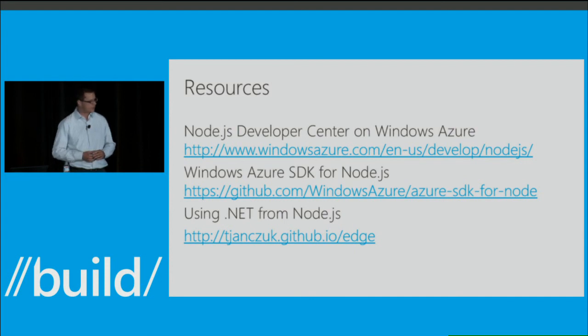These are some of the resources that you may find useful. The first one is the landing page for anything Node.js on Windows Azure, so it will give you a lot of walkthroughs, pointers to tools, and so on. The second one points to the Windows Azure SDK, which allows you to leverage the different application services in Windows Azure. And the last one talks more about the Edge.js module and the ability to interface with CLR code inside of the Node.js process.